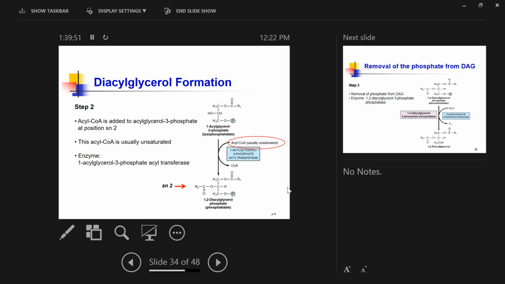And the second step, you're adding another fatty acid to the SN2 position. The fatty acid added to the SN2 position is mostly unsaturated. So you generate diacylglycerophosphate. You already have two fatty acids added to the SN1 and SN2 positions of the glycerol backbone, and you still have a phosphate left at the SN3 position.